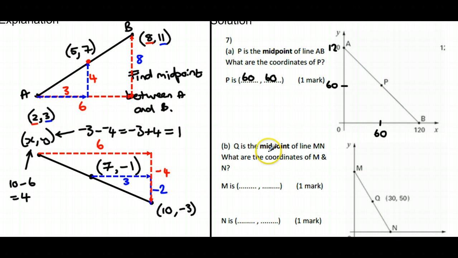For the second part, we're given the midpoint of (30, 50), and find out the coordinates of M and N. Now they happen to be where it crosses the y-axis and the x-axis. So halfway along the x-axis is 30, so this point would have to cross at 60. Halfway up the y-axis is 50, so this will need to be 100. So M is (0, 100), and N is (60, 0).